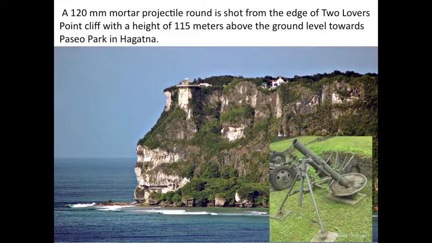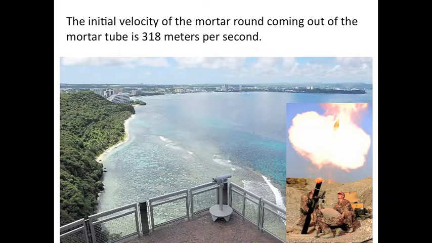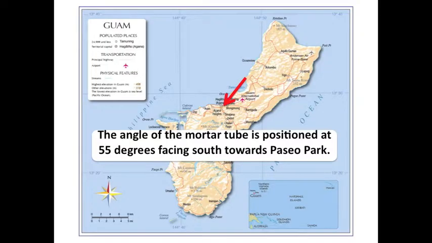A 120mm mortar projectile round is shot from the edge of Two Lovers Point Cliff with a height of 115 meters above the ground level towards Paseo Park in Hagatna. The initial velocity of the mortar round coming out of the mortar tube is 318 meters per second. The angle of the mortar tube is positioned at 55 degrees facing south towards Paseo Park.